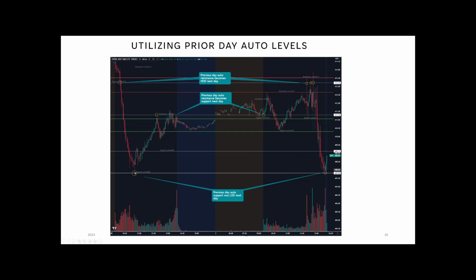And what's interesting is the support that was drawn the previous day, that low of day support that we had, ended up being the low of day the next day, and that's where we bounced into after hours there. So super helpful. That's just automated support and resistance, which is handy.